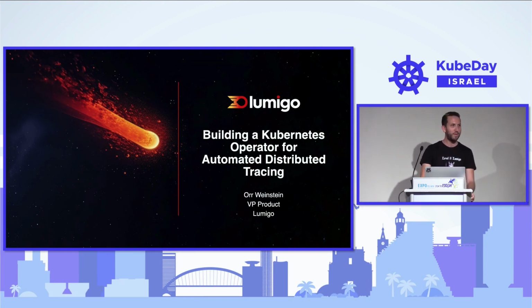So, hello everybody. Really happy to be here. My name is Or Weinstein. I'm VP of Product at Lumigo. Lumigo helps developers troubleshoot their applications in production. We'll talk a little bit more about how we do that in this talk. And today I'll be talking to you about how we built our Kubernetes operator.